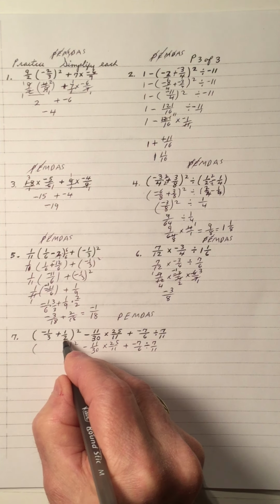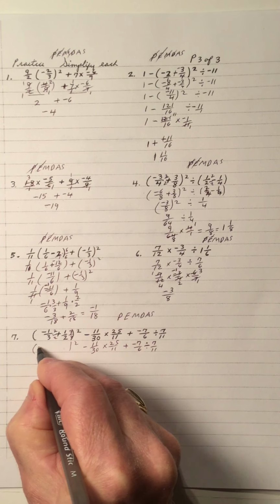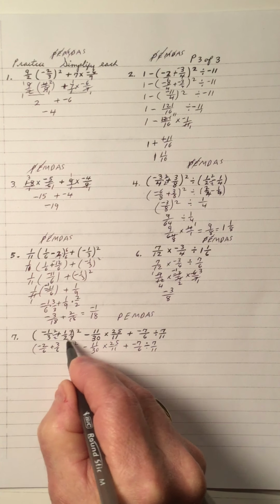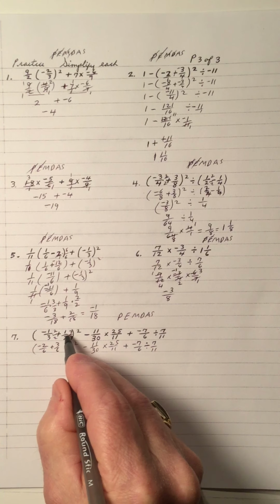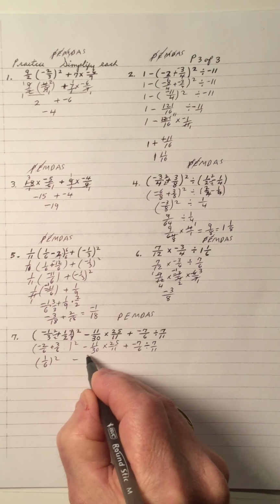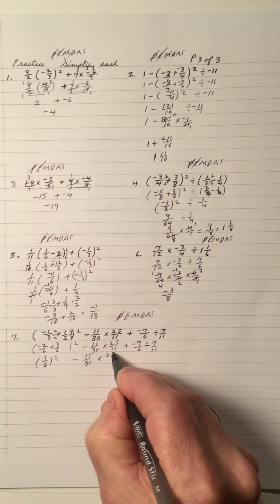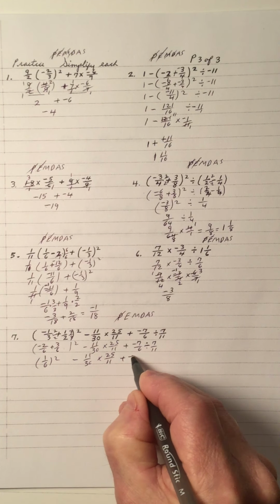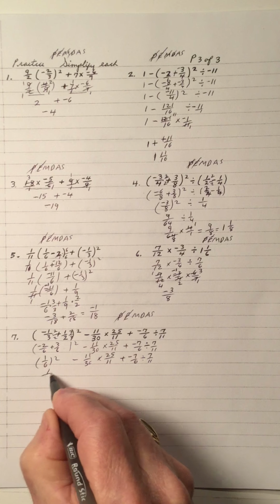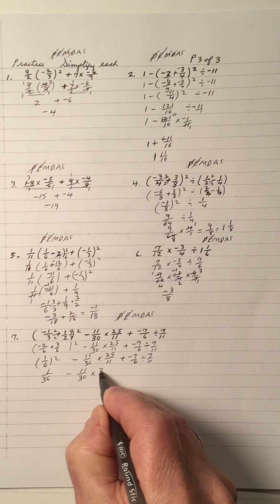Common denominator is 6. So we multiply by 2 over 2 and 3 over 3. Negative 2 over 6, add on 3 over 6. Negative 1 times 2 is negative 2. 1 times 3 is 3. And that's 1 over 6. So notice I have my bracket done. Scratch it out. Now I have to do my exponent. Here we go, exponent. 1 over 36 when you square. Okay, that's done.